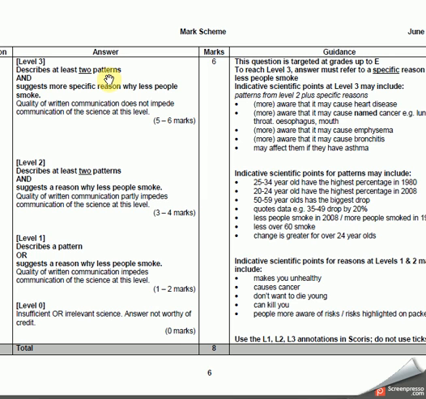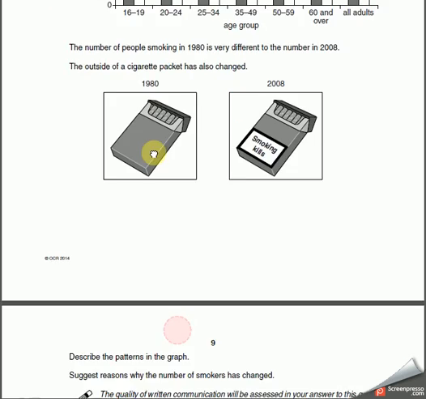For level 3, 2 patterns again, but suggest more specific reasons why less people smoke. We've basically already done that, haven't we? We've talked about the drop in the data, and how more people are aware of heart disease and cancer, but it says named cancer. You can't just say cancer. It's got to be named cancer, like lungs, esophagus and mouth, aware that it causes emphysema, aware that it causes bronchitis, and it may affect smoking. So we've done that for 6 marks. We've suggested 2 patterns and reasons why. Okay, so that was that.